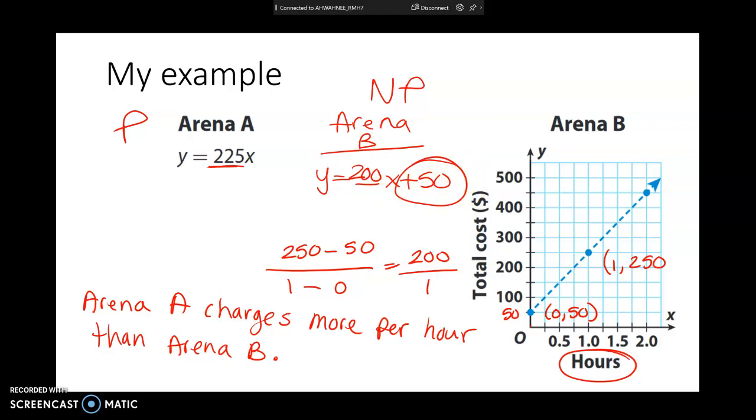So if you're just going to use the arenas for 1 hour, if you put 1 in here, 225 times 1 is 225, and 200 times 1 is 200, plus 50 is 250. So if you're going to use the arena just for 1 hour, then arena A is your best bet. If you're going to use it for 2 hours, I think they'll be the same, possibly. And then anything more than that, it looks like arena A is going to start being more expensive because they charge more per hour.